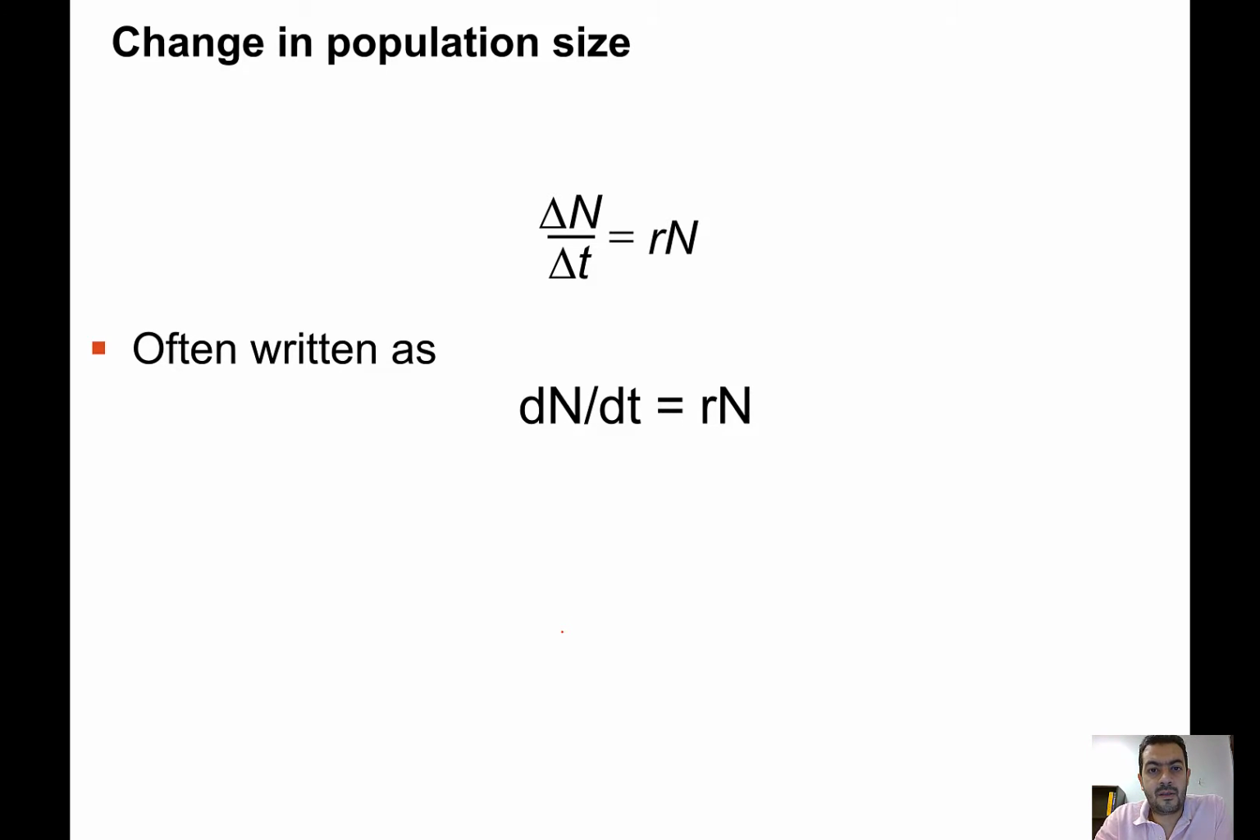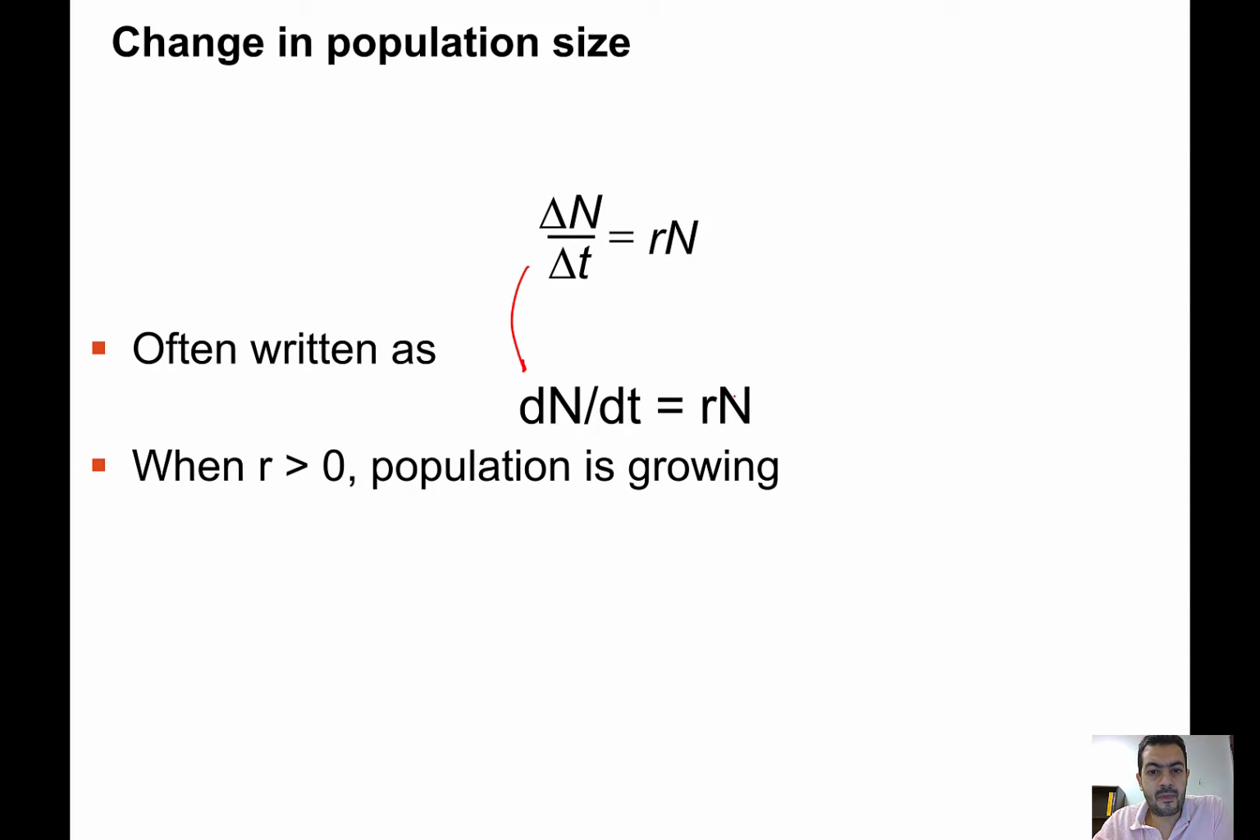Usually it is written this way. We replace each delta with a small d. So we can say dN/dt will be equal to small r multiplied by N. So again, dN divided by dt is equal to small r multiplied by N.